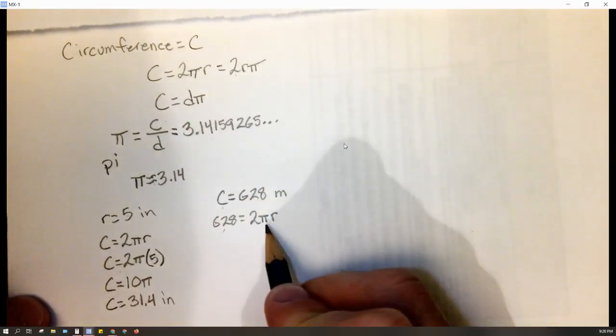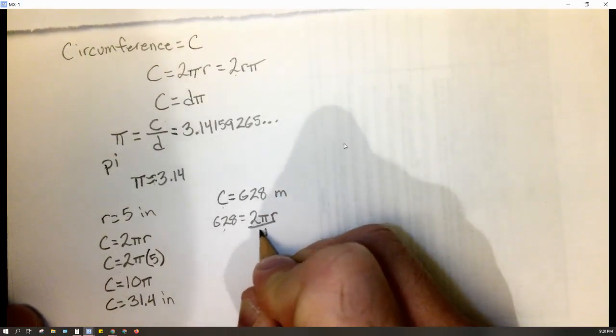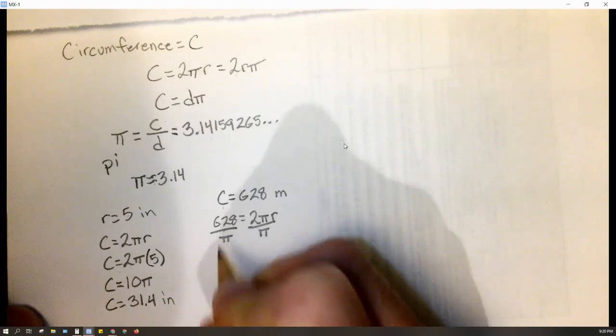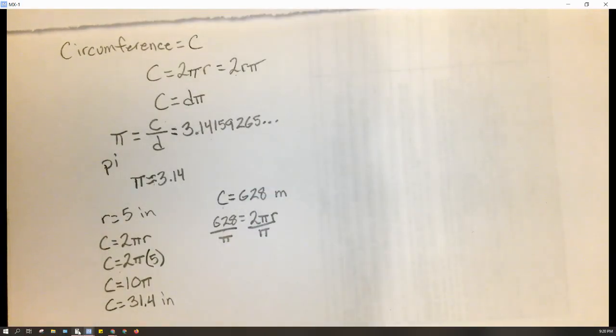So now all I have to do is solve for r. Well, I can divide by pi on both sides. Okay, so if I divide by pi, and you can use a calculator, you're going to end up using a calculator a lot when you do these problems.